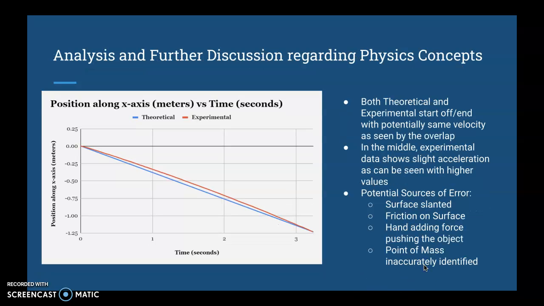We can also tell that both the theoretical and experimental start off and end with potentially the same velocity, as can be seen by the overlap. In the middle, however, the experimental data shows a slight acceleration, as can be seen with higher values. This may occur due to potential sources of error such as a surface being slanted, friction on the surface, my hand adding force to the object, and the point of mass being inaccurately identified.